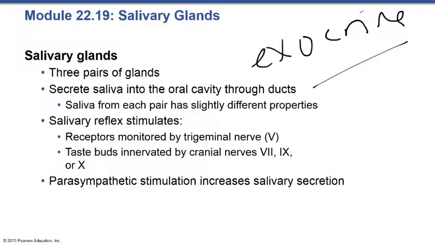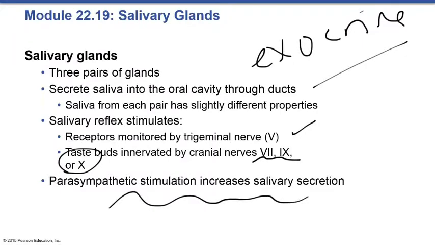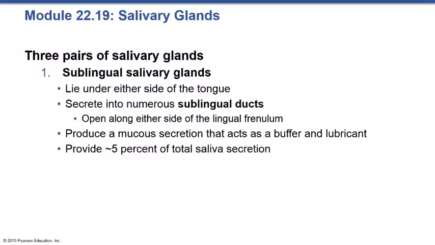You know that taste buds are innervated by 7 and 9 primarily, a little bit on 10, and there's also some receptors monitored by the trigeminal nerve that are going to help with the reflex. Parasympathetic stimulation is going to increase the secretion of saliva. The three pairs include the sublingual glands. They're lying, as the name suggests, under the tongue. There are sublingual ducts that secrete into the lingual frenulum. The frenulum is the area, as you open up your mouth and you see that flap, that's the frenulum.